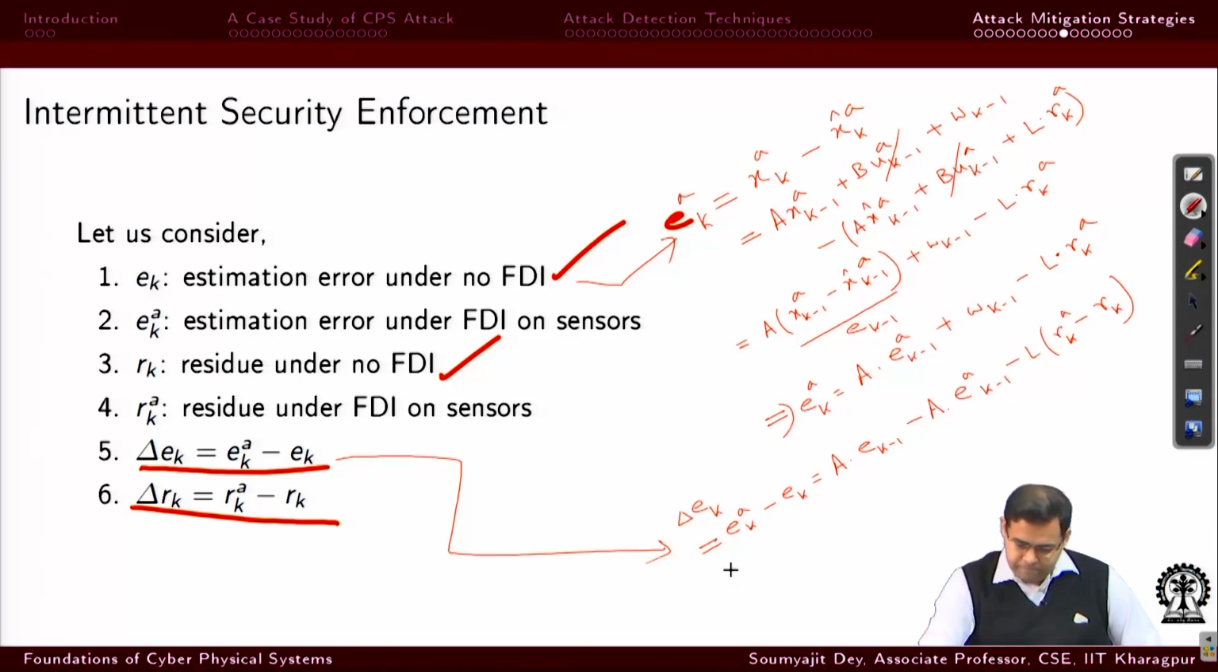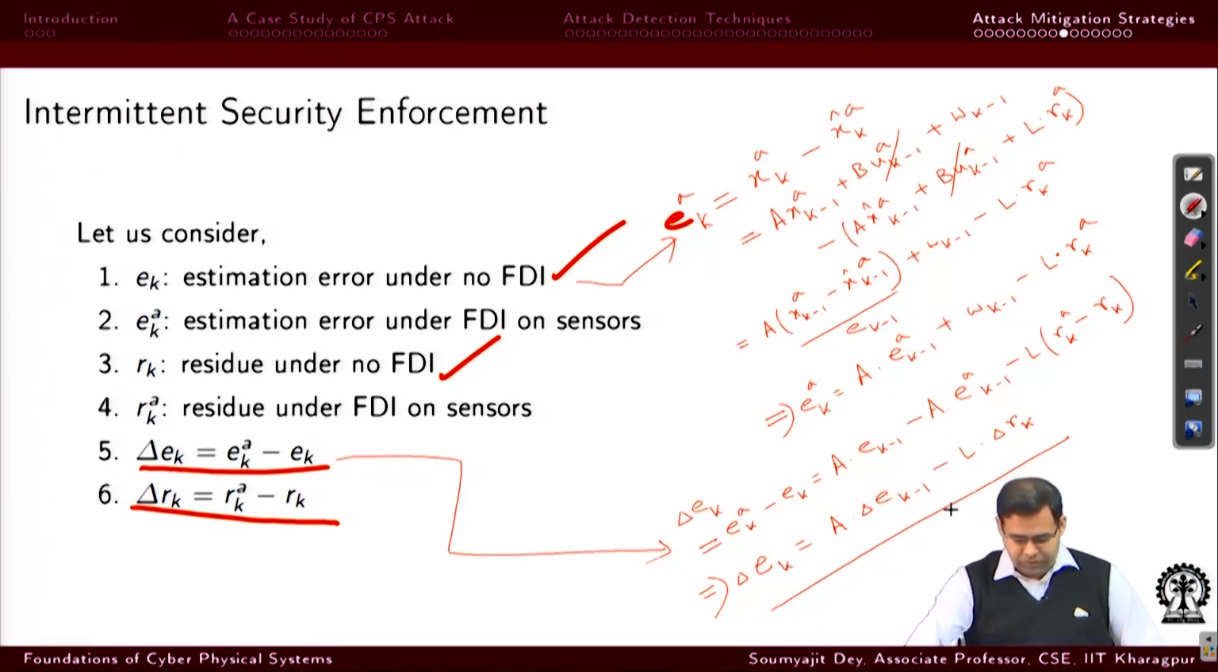So, I can say minus L times delta R k, the increment in the residue due to the attack. That is how the increment in residue due to the attack gets related with the increment in the state estimation error due to the attack.